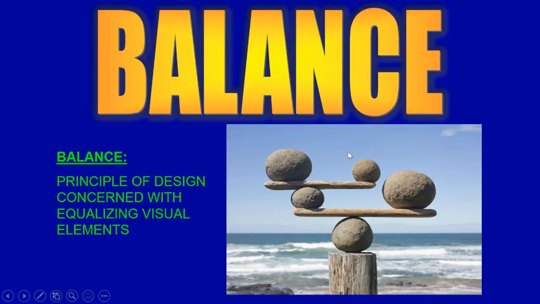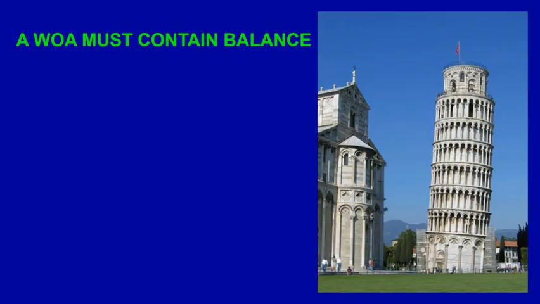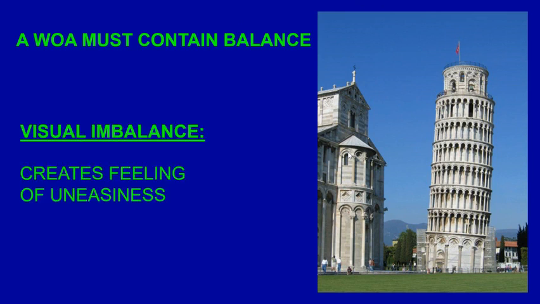Okay, today I'm going to talk about balance. Balance is the principle of design concerned with equalizing visual elements. A work of art must contain balance in order to be a good work of art. And visual imbalance, like the Leaning Tower of Pisa here, creates a feeling of uneasiness within us.